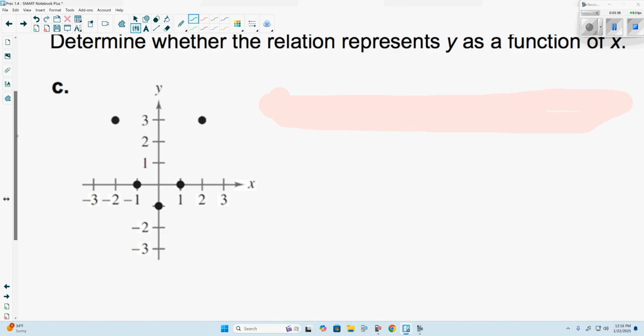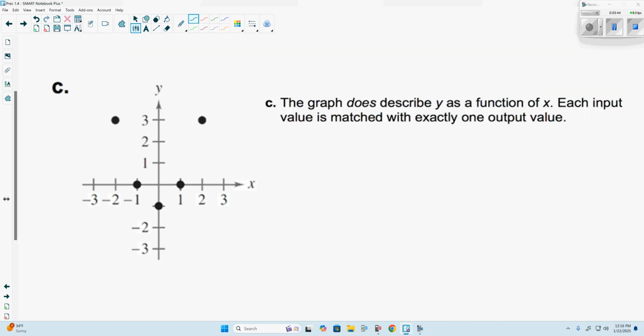Is this graphically a function? It is. Even though we do have these points here, negative 1, 0 and 1, 0, with the same y value, that's fine. We can't have the same x going to different y values. Because that would be like this here, which does not pass our vertical line test. If we draw a vertical line and it crosses the graph or the points at more than one spot on that line, it is not a function.